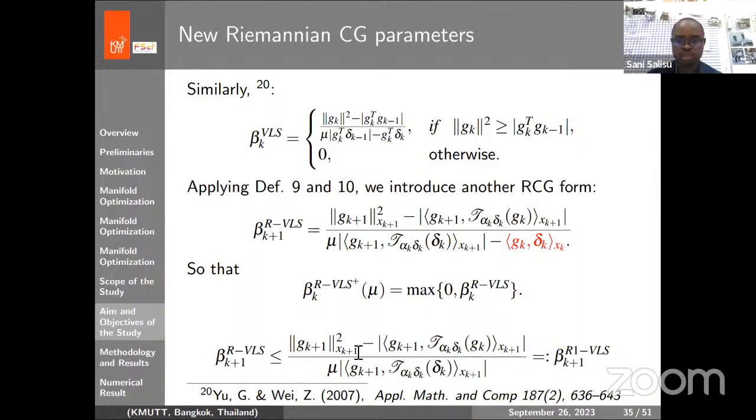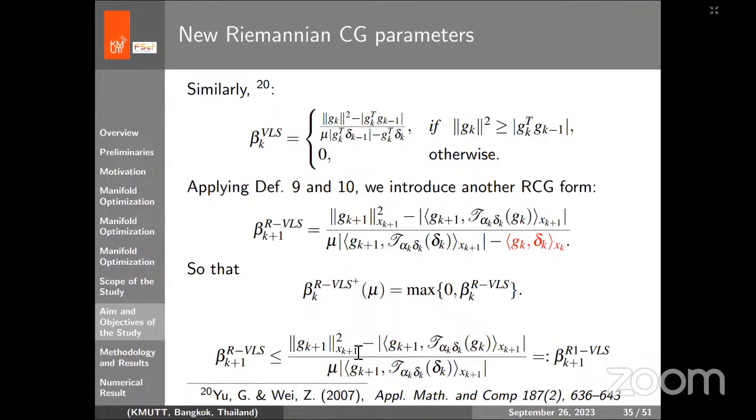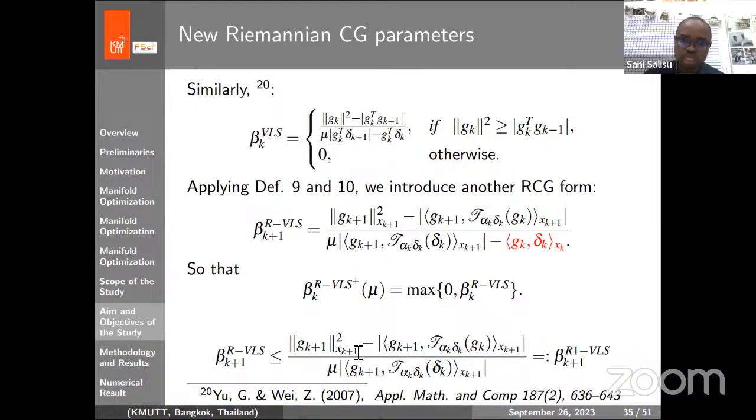Slide 35. Is it 35? Yes. Okay, the middle one that is highlighted with red, I see.